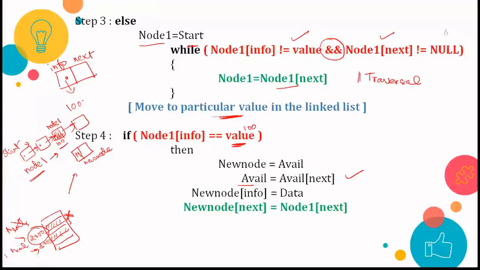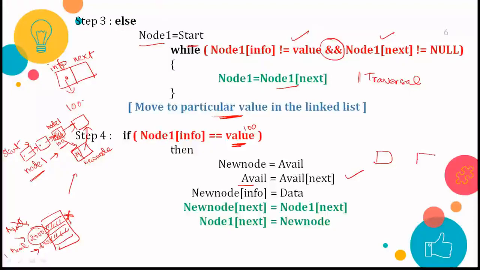And new node next will contain what? This was node 1. Node 1 next was storing the address of the next node. So new node next will contain the address of node 1 next, okay? And then node 1 next will contain the address of the new node. I hope it is clear. Again, let me explain.